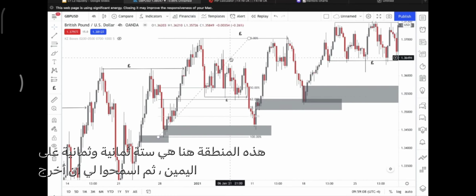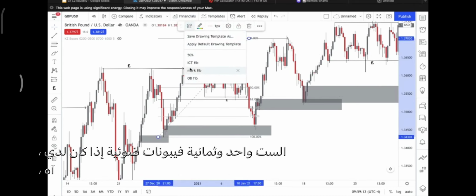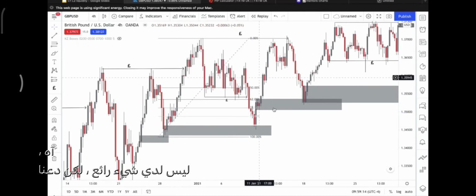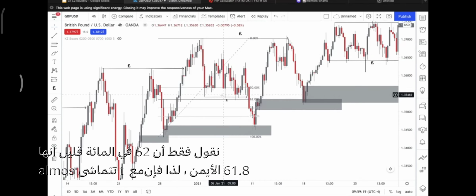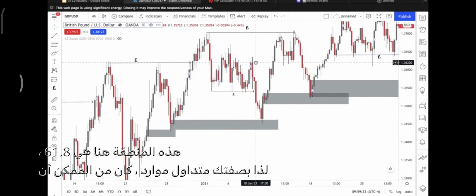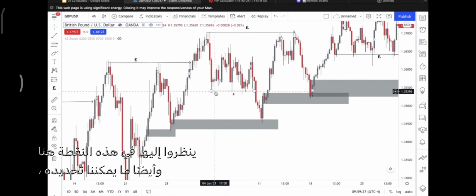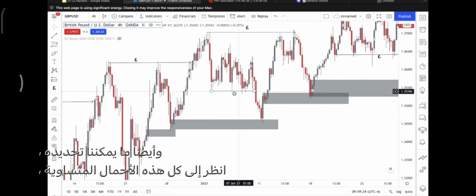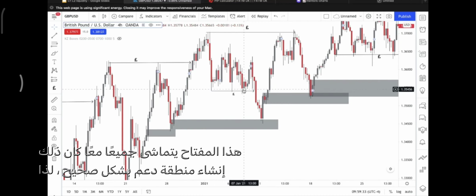Then let me just take out the 618 fib if I have it. I don't even have it. Okay, cool. But let's just say the 62% almost aligns with the 61.8, right? So this area over here is the 61.8. So as a retail trader, they would have looked to buy at this point over here. And also, what can we identify? Look at all of these equal lows, right? These wicks all align together. What's that creating? An area of support, right?